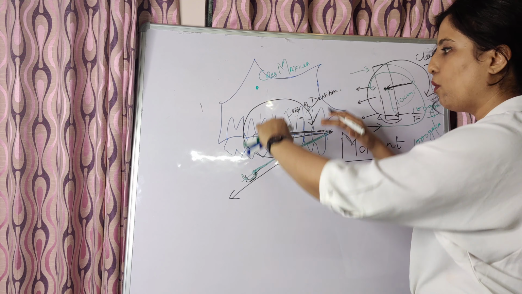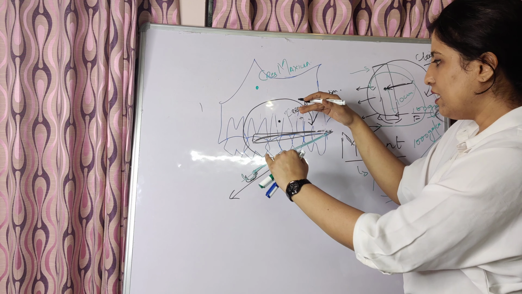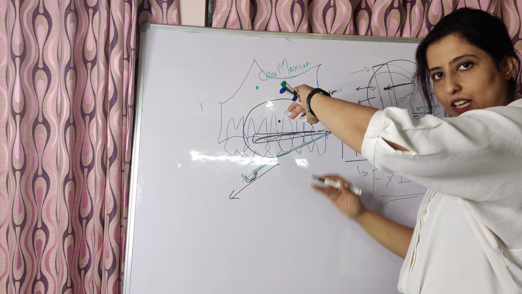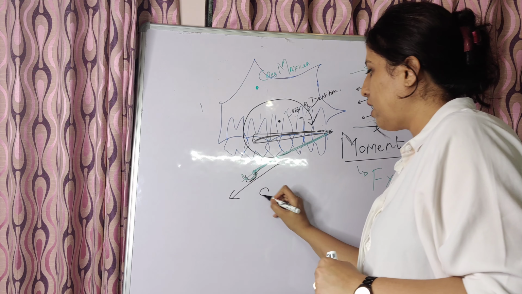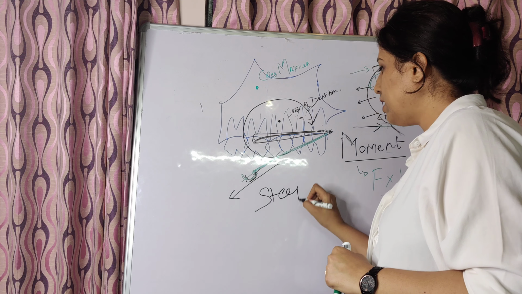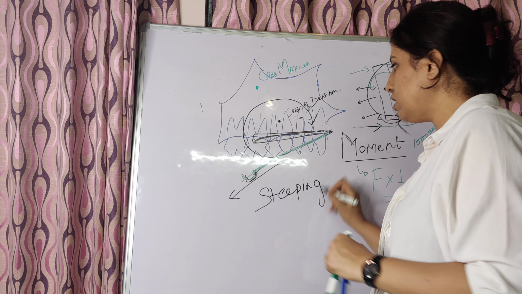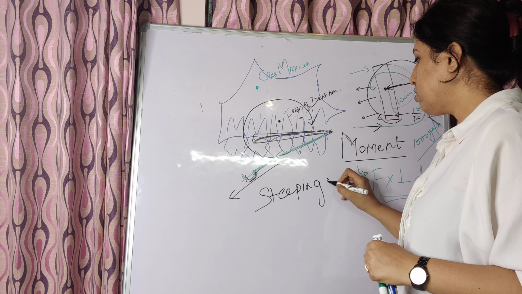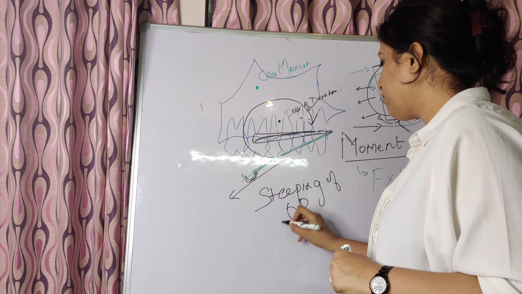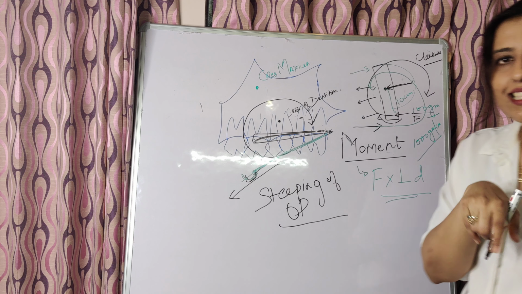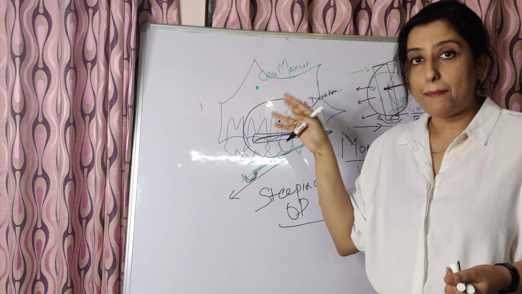It will tip. The molars will go up and the incisors will come down. It's like this. So this is called steepening of the occlusal plane. Your occlusal plane is tilting down. So this is called steepening of the occlusal plane. Now let's see what happens to the maxilla.